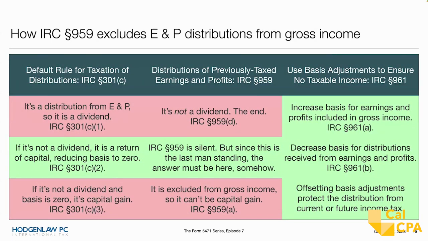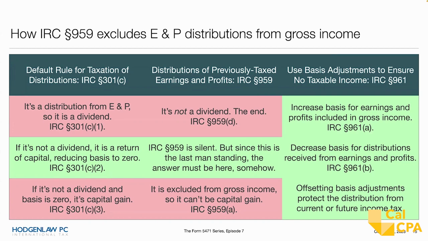So in a table, I want to show you, because this, again, took me a long time to fully understand how all of the puzzle pieces fit together, and I want to share with you how gleeful and happy I am that I finally understand it. So on the left column, the default rule for distributions is 301(c). You start first, it's a dividend down. If it's not a dividend, it's a return of capital and it reduces basis until you hit zero. And then finally, once you've hit basis equals zero, further distributions are capital gain.